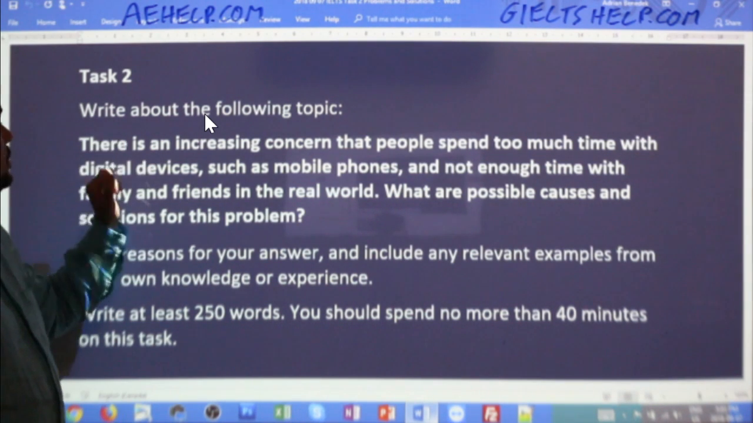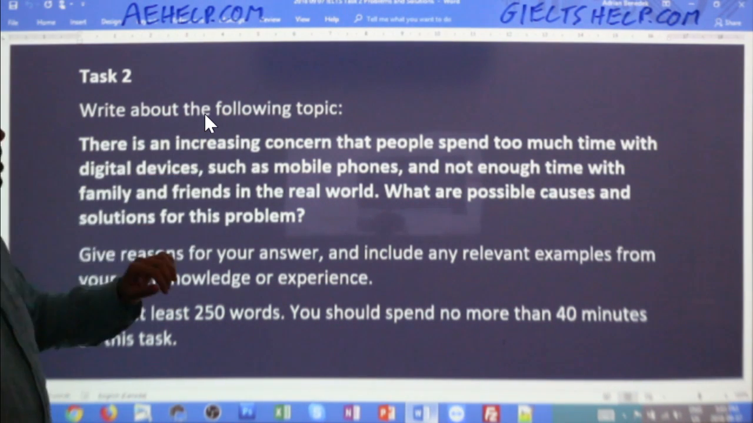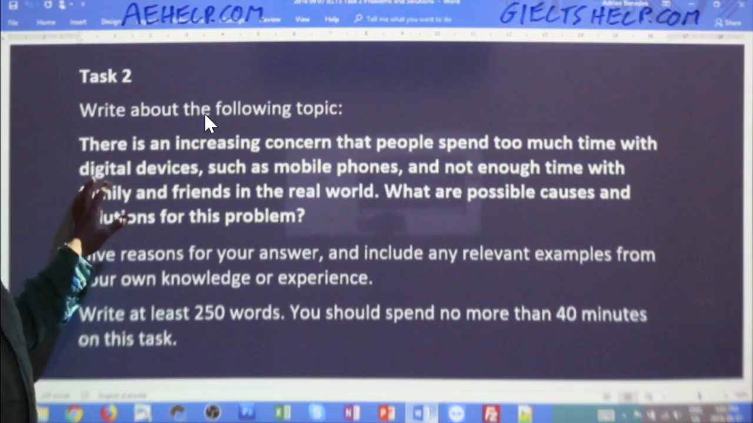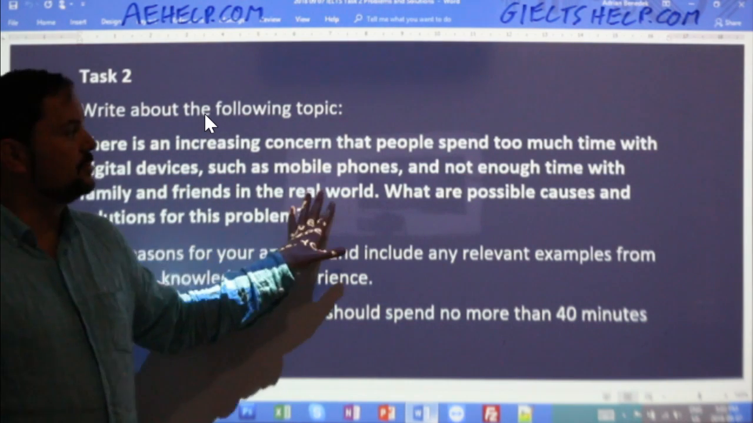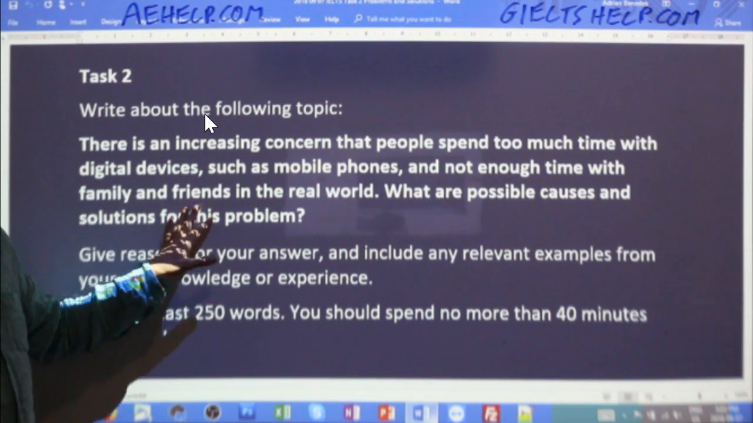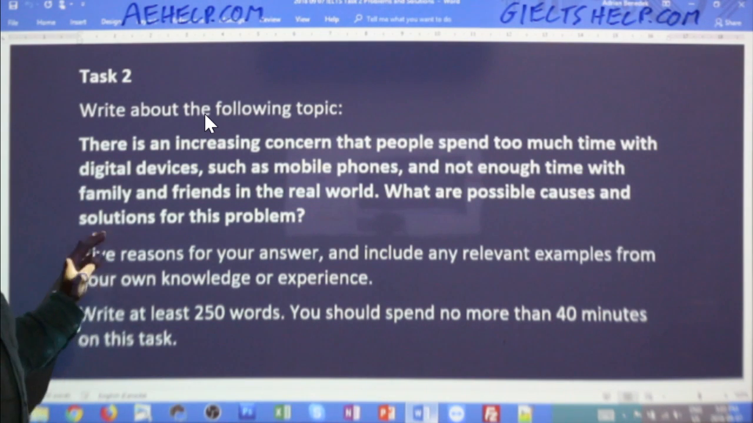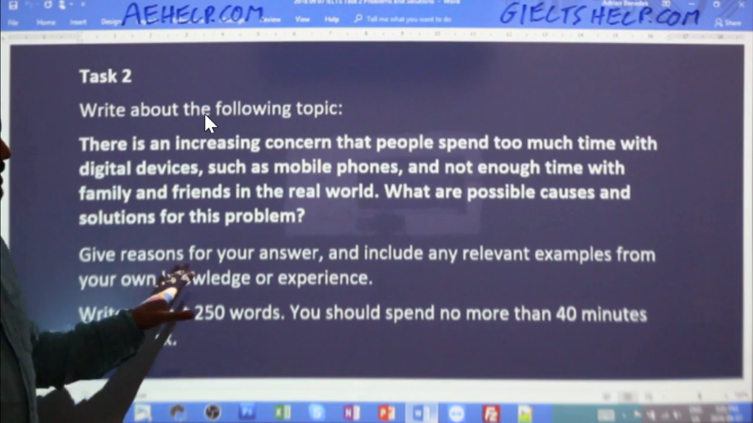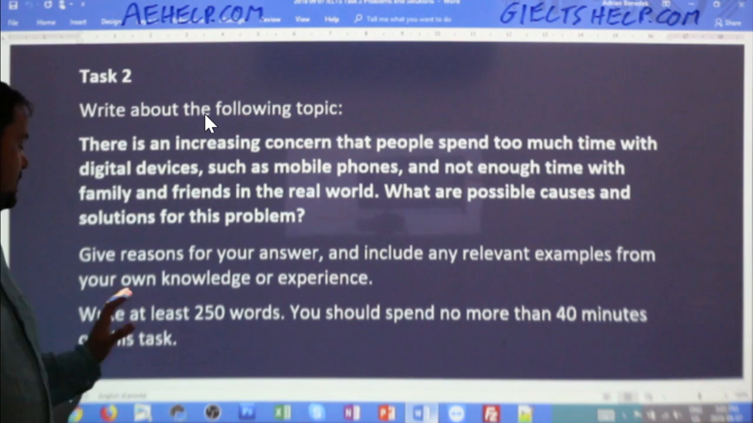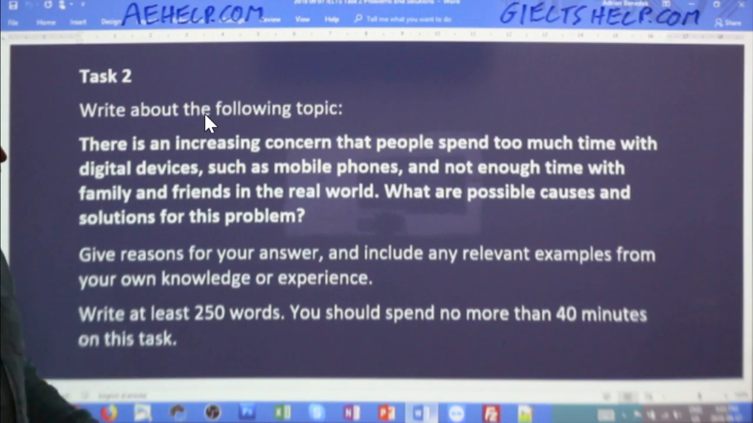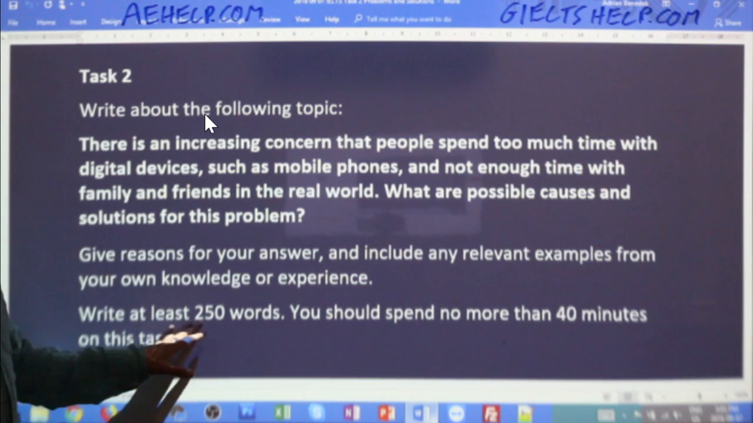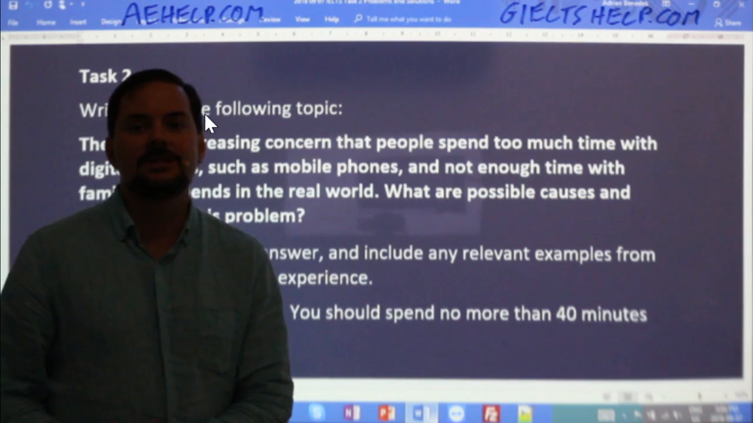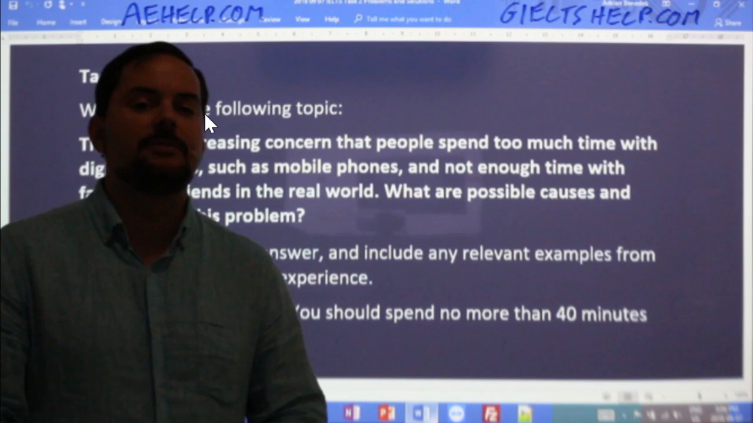All right, so the question says, write about the following topic. There's an increasing concern that people spend too much time with digital devices such as mobile phones and not enough time with family and friends in the real world. What are possible causes and solutions for this problem? Give reasons for your answer and include any relevant examples from your own knowledge or experience. Write at least 250 words, so minimum 250 words, and you should spend no more than 40 minutes on this task.